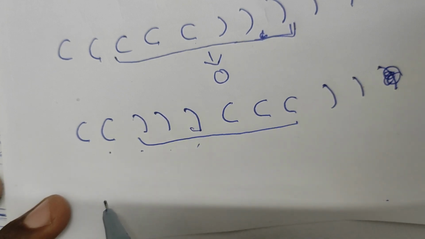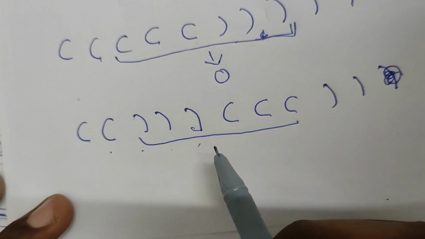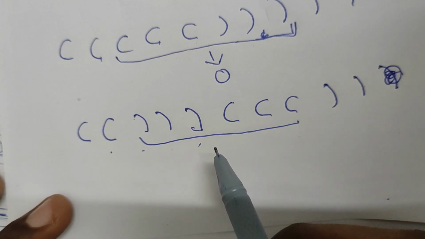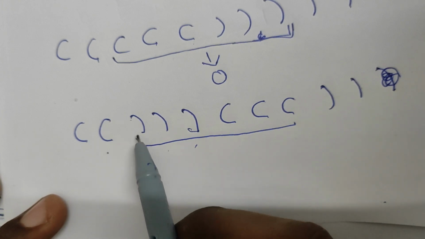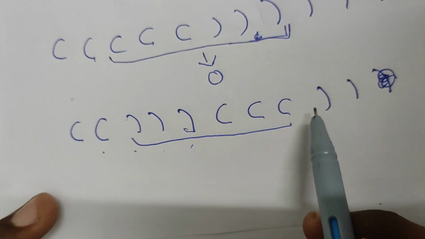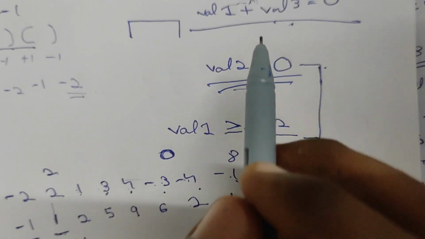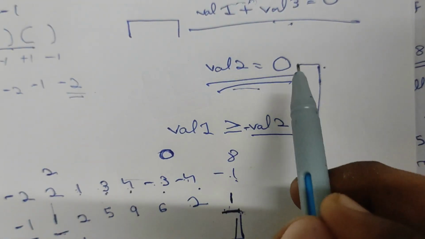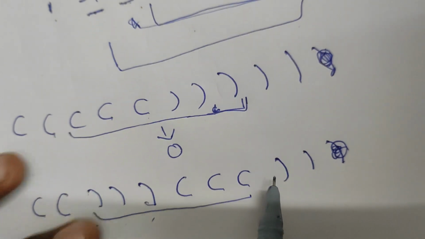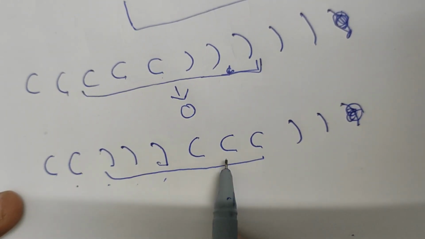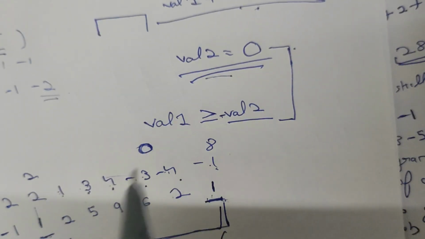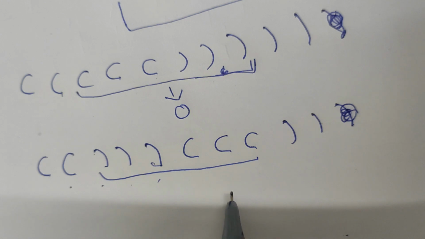So it violates the condition of a regular bracket sequence. So we have to eliminate these substrings. Initially we will find the total number of substrings which have a value equal to 0, and we have to eliminate from that total count the substrings which violate the second condition. So how will we do this?